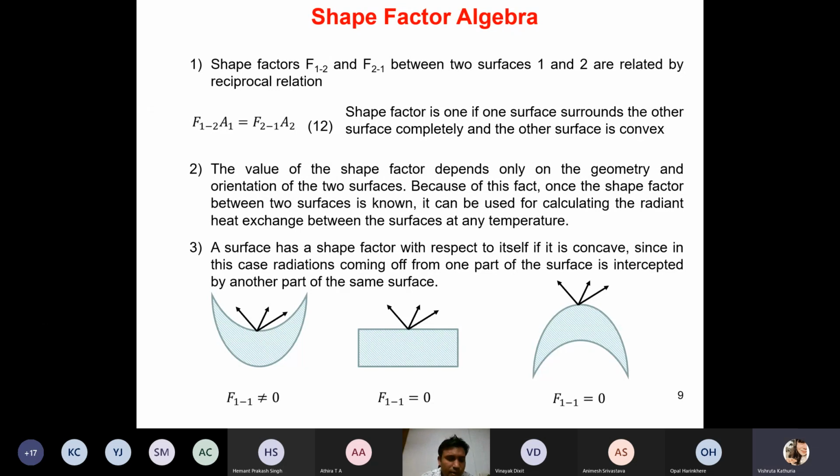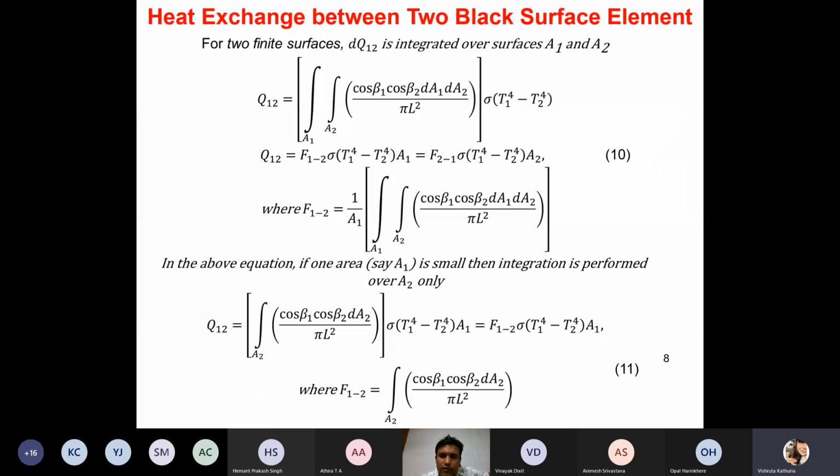Hello, sir. Yes, please go ahead. Sir, in the previous slide, can you please explain how we were able to neglect A1? In this particular slide we are considering that A1 is small, isn't it? So A1 is small means dA1 itself is A1. You get it? Yes, sir.